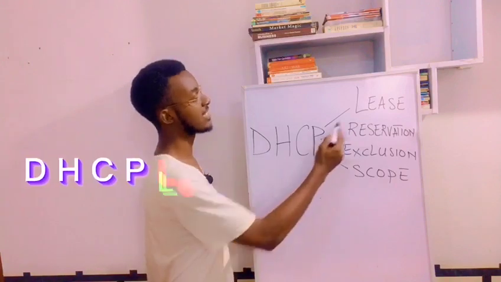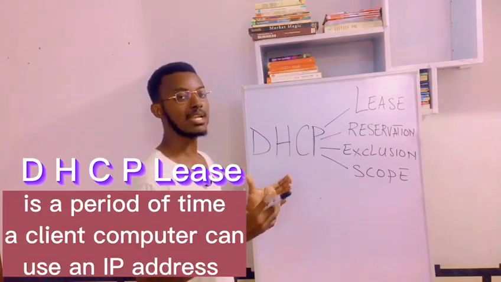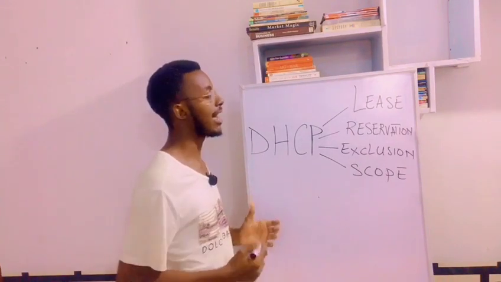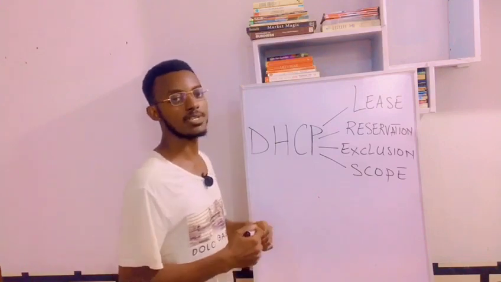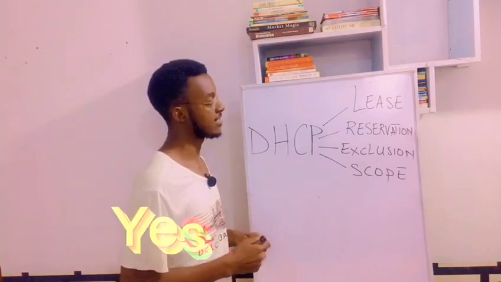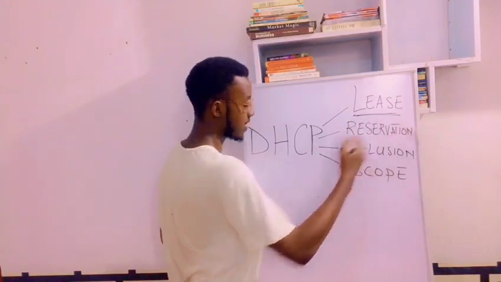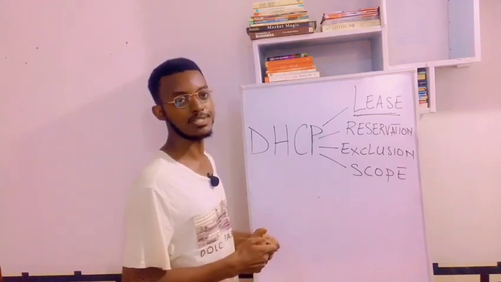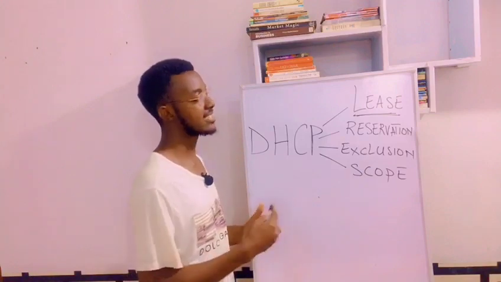So this is the first one, DHCP lease. It's the period of time a client computer can keep an IP address. So if you have been asked, can we specify how long a client computer can use an IP address? Just go ahead and say yes. With the help of DHCP lease, we can specify how long a client computer can use an IP address. By default, it's 8 days, or you can extend it.